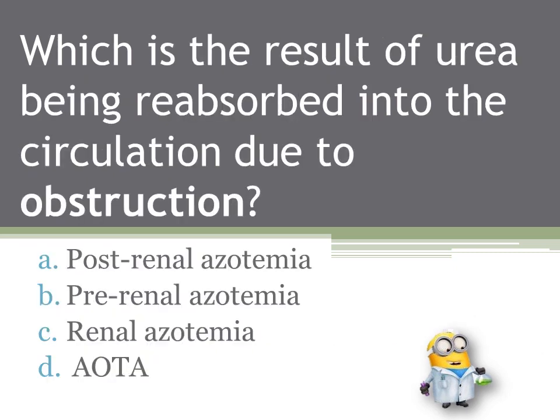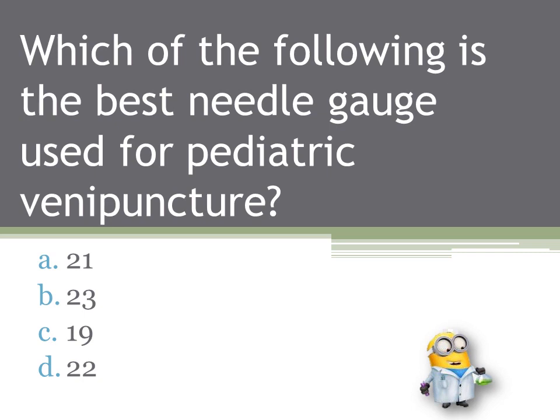Next, which is the result of urea being reabsorbed into the circulation due to obstruction? A. Postrenal, B. Prerenal, C. Renal azotemia, D. All of the above. Kapag sinabi natin obstruction, that is post-renal. Obstruction, post-renal.